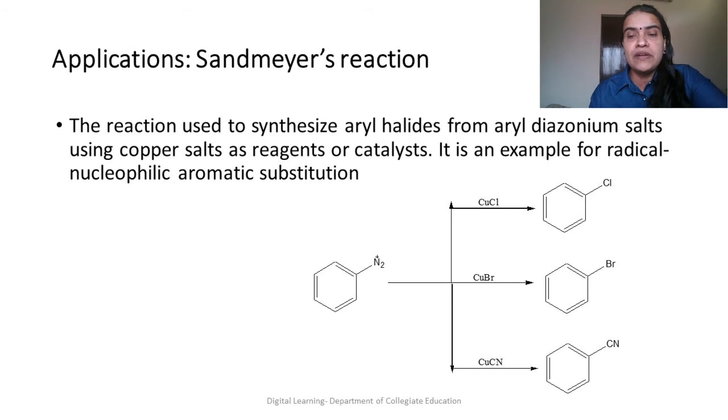For example, for the formation of chlorobenzene, benzene diazonium chloride is combined with copper chloride. For the formation of bromobenzene, BDC is combined with copper bromide. For the preparation of cyanobenzene, it can be combined with copper cyanide. Once we get benzonitrile or cyanobenzene, on hydrolysis we get benzoic acid. So we can prepare benzoic acid also from benzene diazonium chloride by converting to cyanobenzene, and afterwards on hydrolyzing we get benzoic acid.